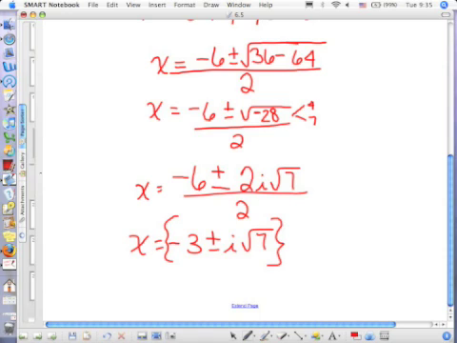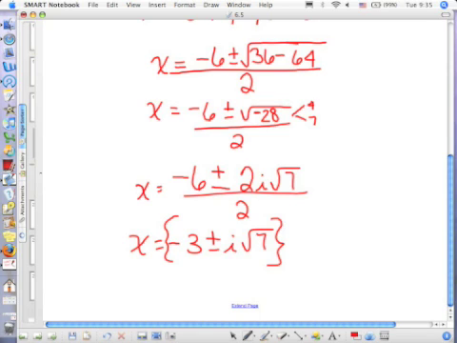Any questions on that one? The only part where I can see you maybe getting lost is here. Square root of a negative means it's imaginary. 28 is 4 times 7, and 4 is a pair of 2's. And then after that, 6, 2, and 2 were all reducible by 2, so we reduced them.